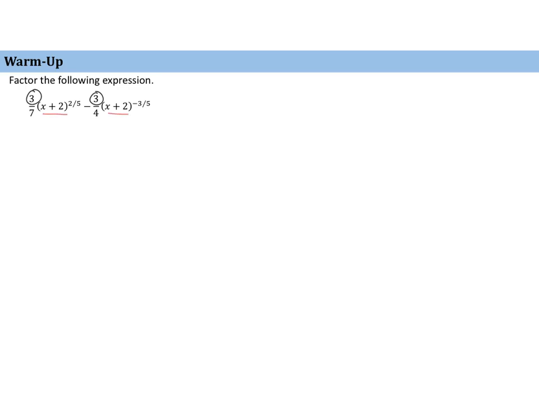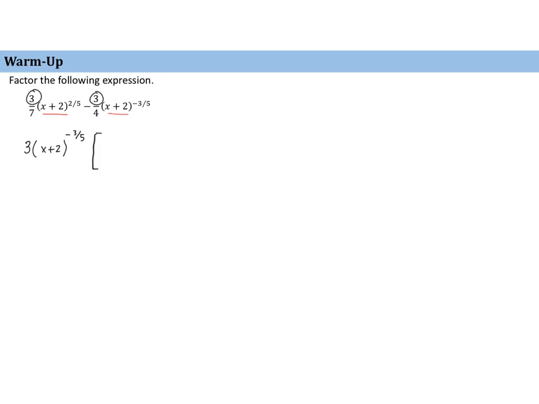So whenever we go to factor out, we will see that we'll have 3 times x plus 2 brought out. Now the factor of x plus 2 will have an exponent that corresponds to the lowest exponent on x plus 2. So between the two exponents we have 2/5 and negative 3/5. In this case, negative 3/5 is lower, so the exponent will be negative 3/5. Since that's the GCF, we'll factor it out, and we'll go ahead and look at what we're left with.